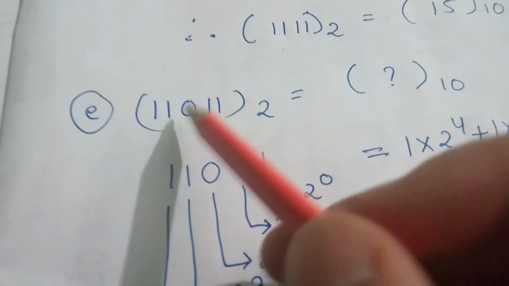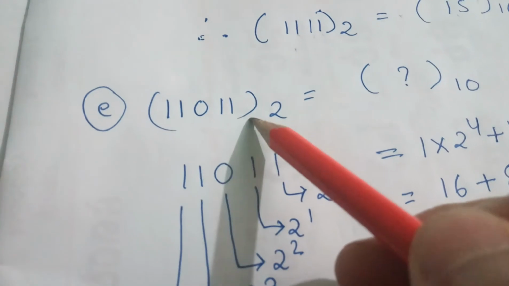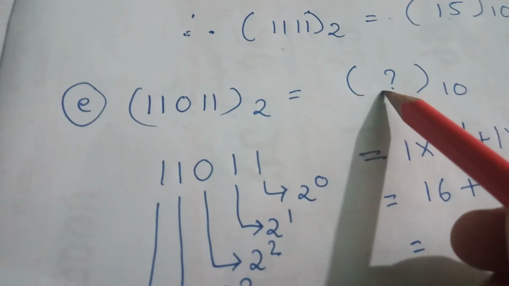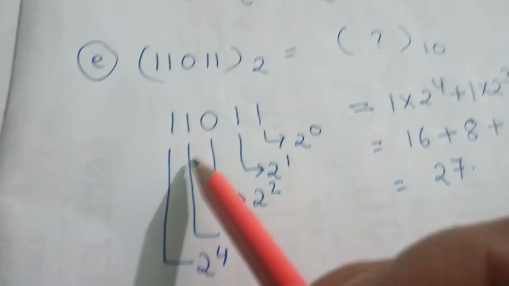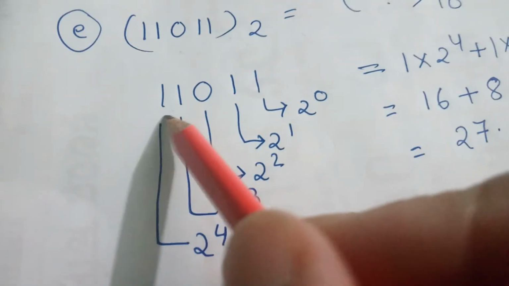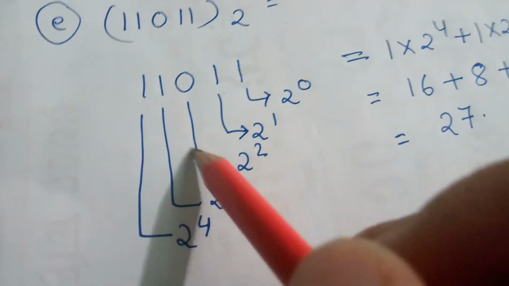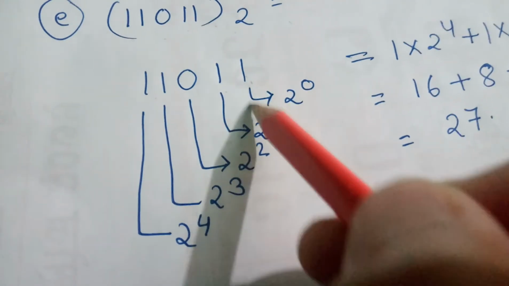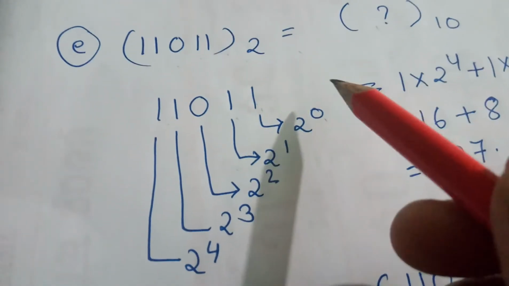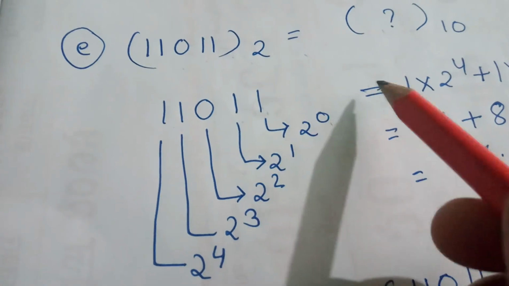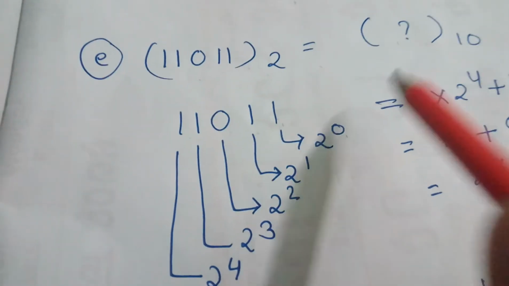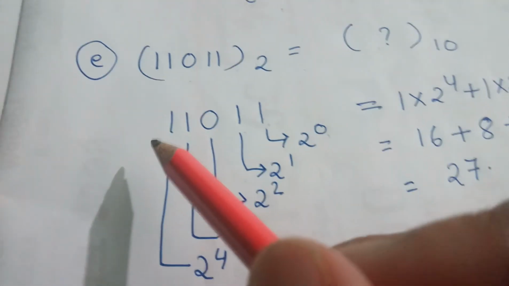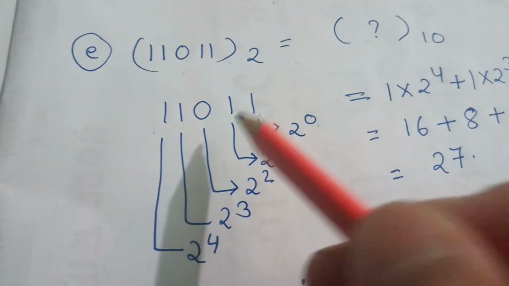Now next, 11011 to the base 2, we need to convert into decimal number. Same process like before. So first write down like this and identify their place values. 11011. So this one is having the place value of, always start from your right side, from right to left, so that you will get very correct. So never start from your left side, but start from your right side.